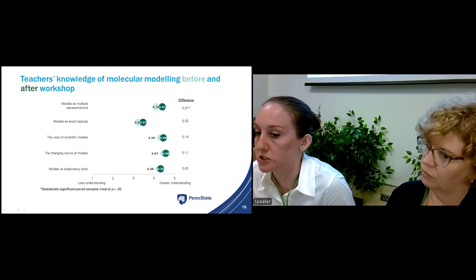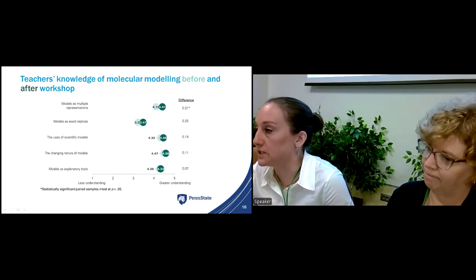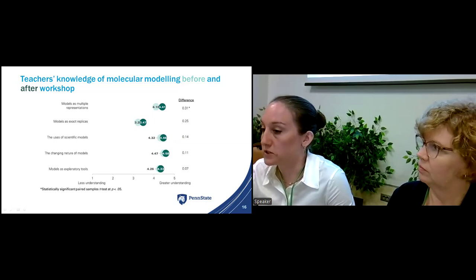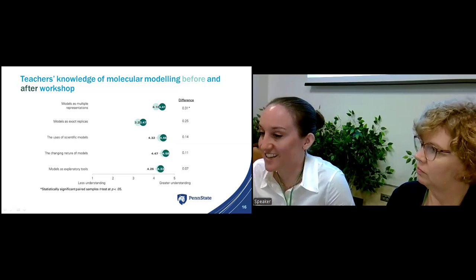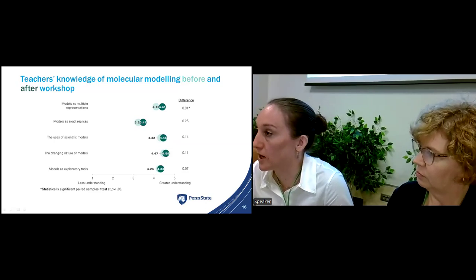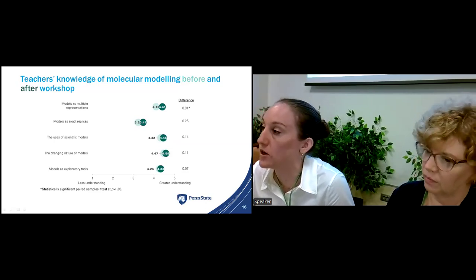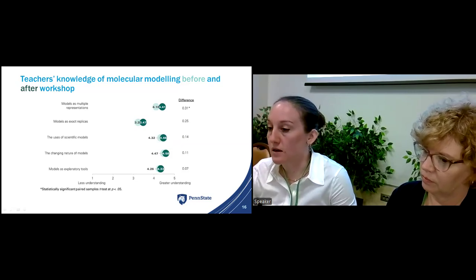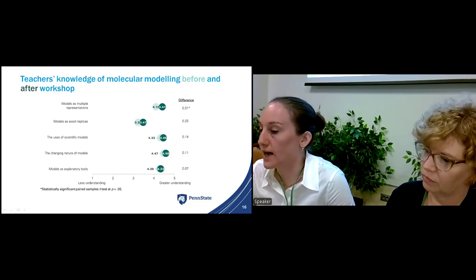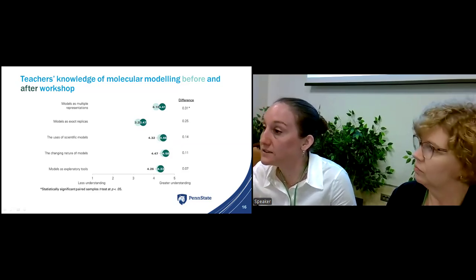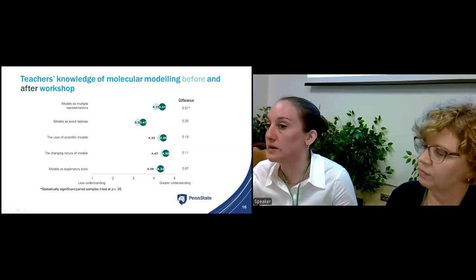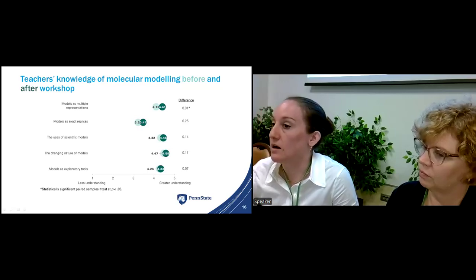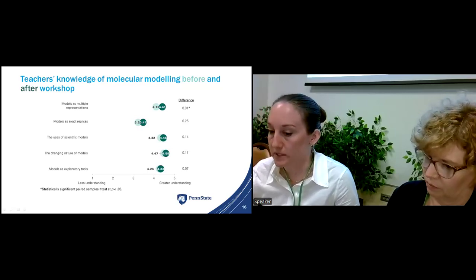And then we'd also like to make a note about the models as exact replicas. So after the first year, evaluation data showed that teachers still view models as exact replicas, which is not the case. And so we made some changes to our professional development to help teachers better understand that models are not exact replicas. And our second and third cohort had bigger gains in this area, and evaluation data supported basically that the changes we made help teachers to better understand this aspect of modeling.